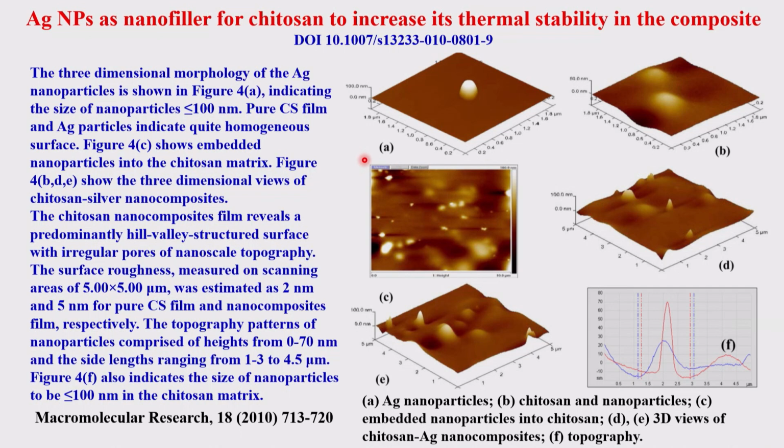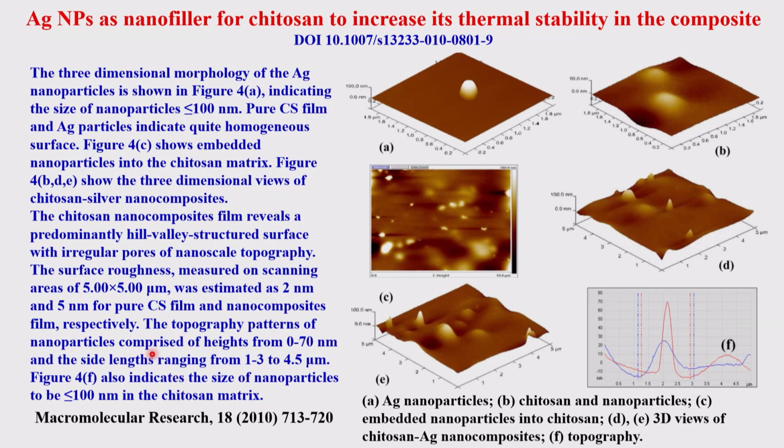So you can focus using the AFM on that region and study it, and that is 5 by 5 micrometer. The 2 nanometer is for just the polymer chitosan surface, and the chitosan plus the silver nanoparticle is the 5 nanometer. That means silver nanoparticles got embedded into that.